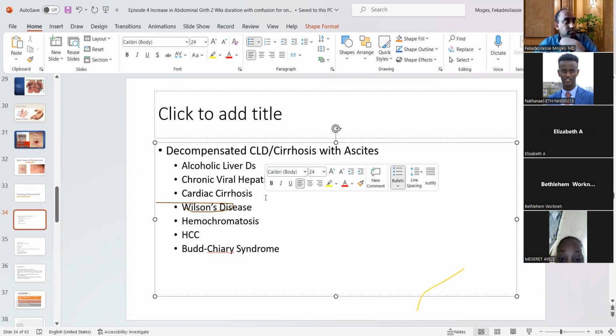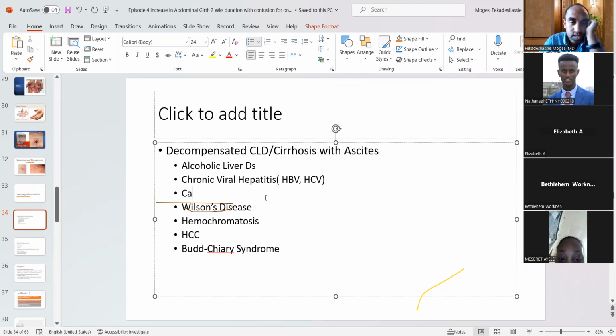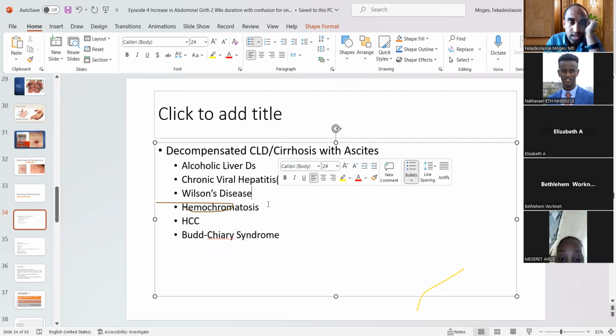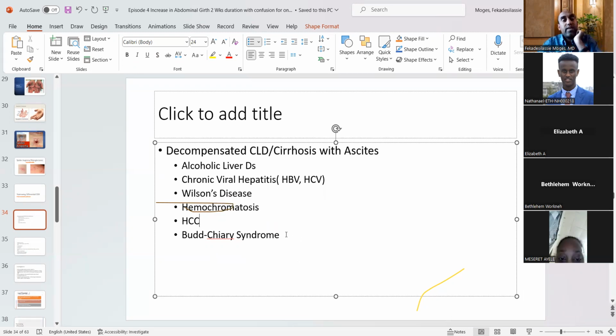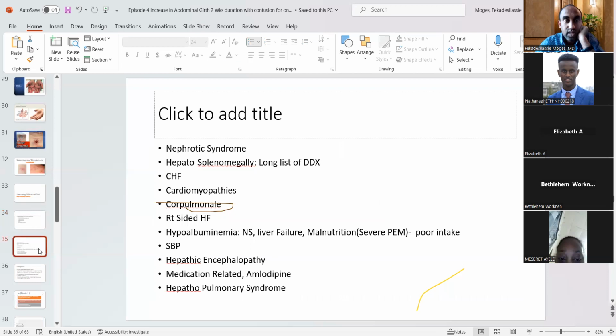Cardiac cirrhosis: there is nothing suggesting cardiac disease. Excellent. Wilson's disease, we can check later. Hepatocellular carcinoma still possible. Budd-Chiari syndrome still a possibility. Possible. Still possible. Okay, let's keep it.